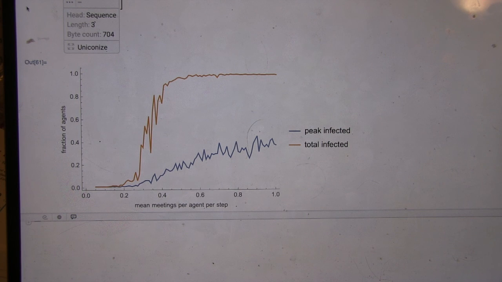Okay, so let's go to the more complicated graphs now. We got 3 of those. All right.